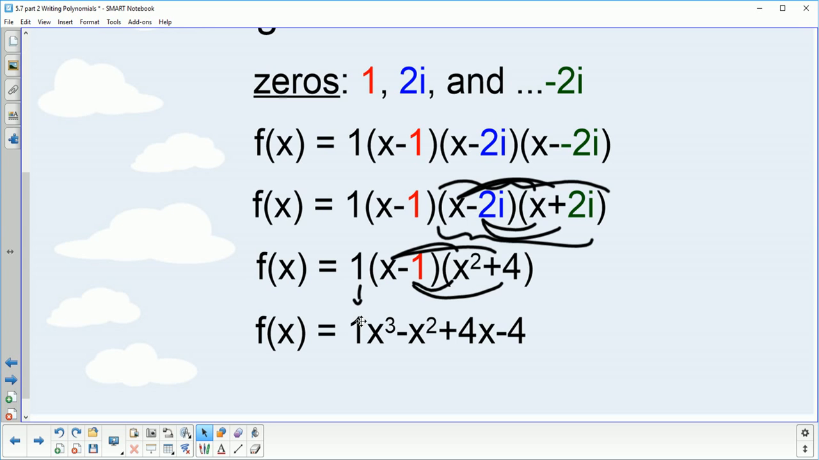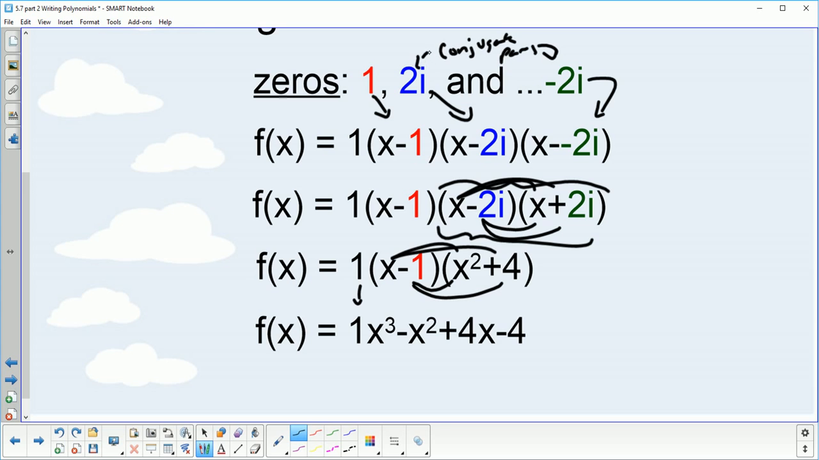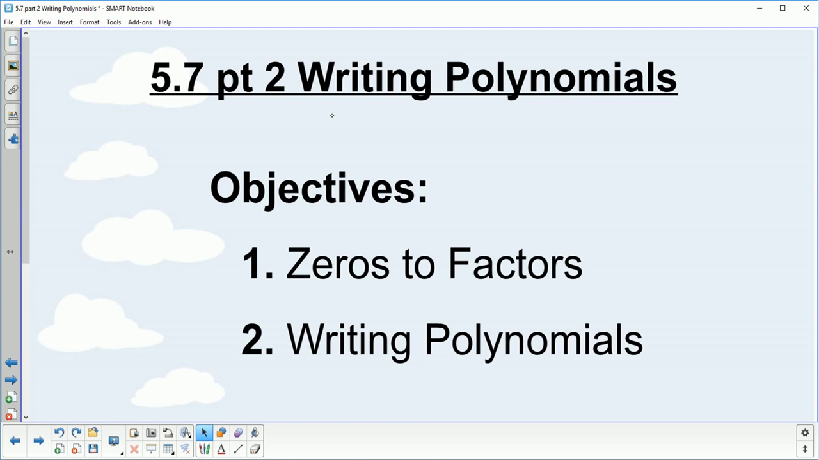Okay, so big thing is that your zeros become your factors. Okay, and imaginary numbers exist in conjugate pairs. Okay, so if we know one imaginary zero, we actually know two. Okay, the other big thing is that remember, zeros are also called your x-intercepts, and that's going to be important when we go back to graphing these again.